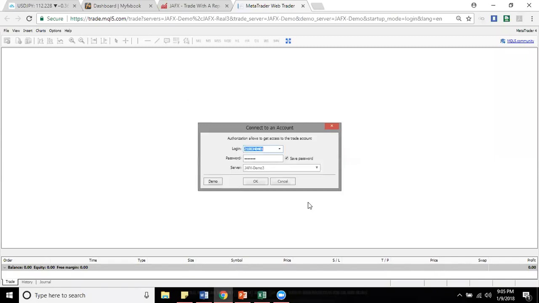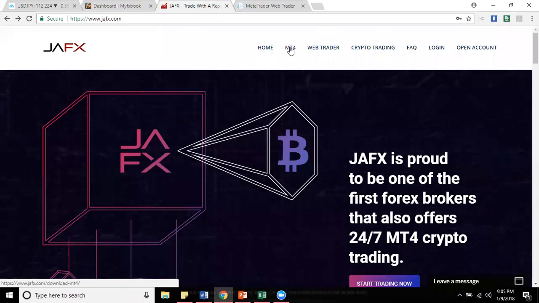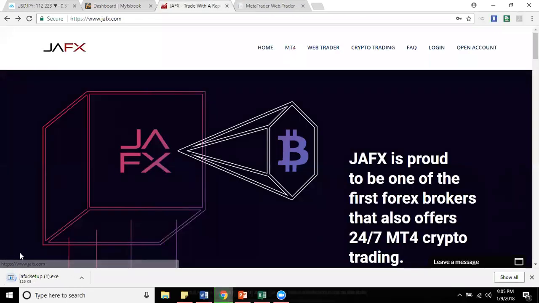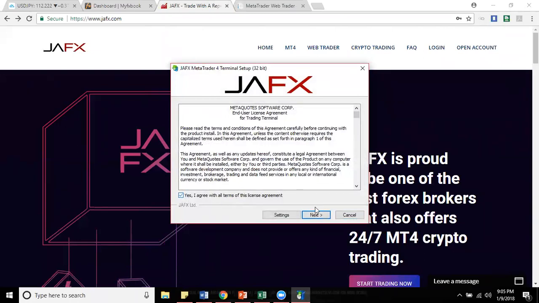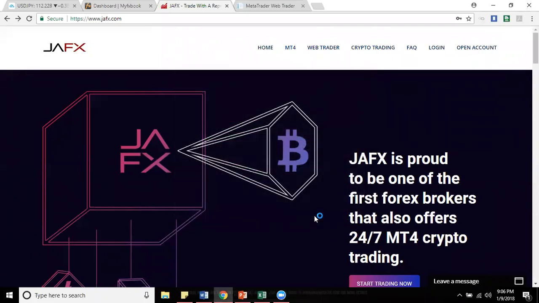All right, so hit complete. The Web Trader is automatically going to log you in. To download the MetaTrader 4, go back to JAFX, click on MT4, and it's going to start downloading. Once it's done downloading, just open it up. We'll click yes. Yes, agree to the terms. Next. You can exit out of the pop-up that comes up. That's just the homepage for MQL4. It'll download the files, hit finish. Yeah, Kelly, I'll put the slideshow out as well.